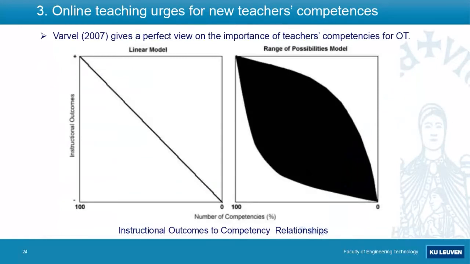That's a slide from Varvel, the article of 2007, where he's presenting the instructional outcomes from 0 to the very best against the number of competences. So the more competences you have for teaching, the more instructional outcomes you can realize. That's the theoretical line. In practice, it's not a straight line. It's a kind of hysteresis curve. So it means that when you have a limited number of competences, because this axis is inversed, so halfway, 50% of competences is already reaching more than 50% of the instructional outcomes.